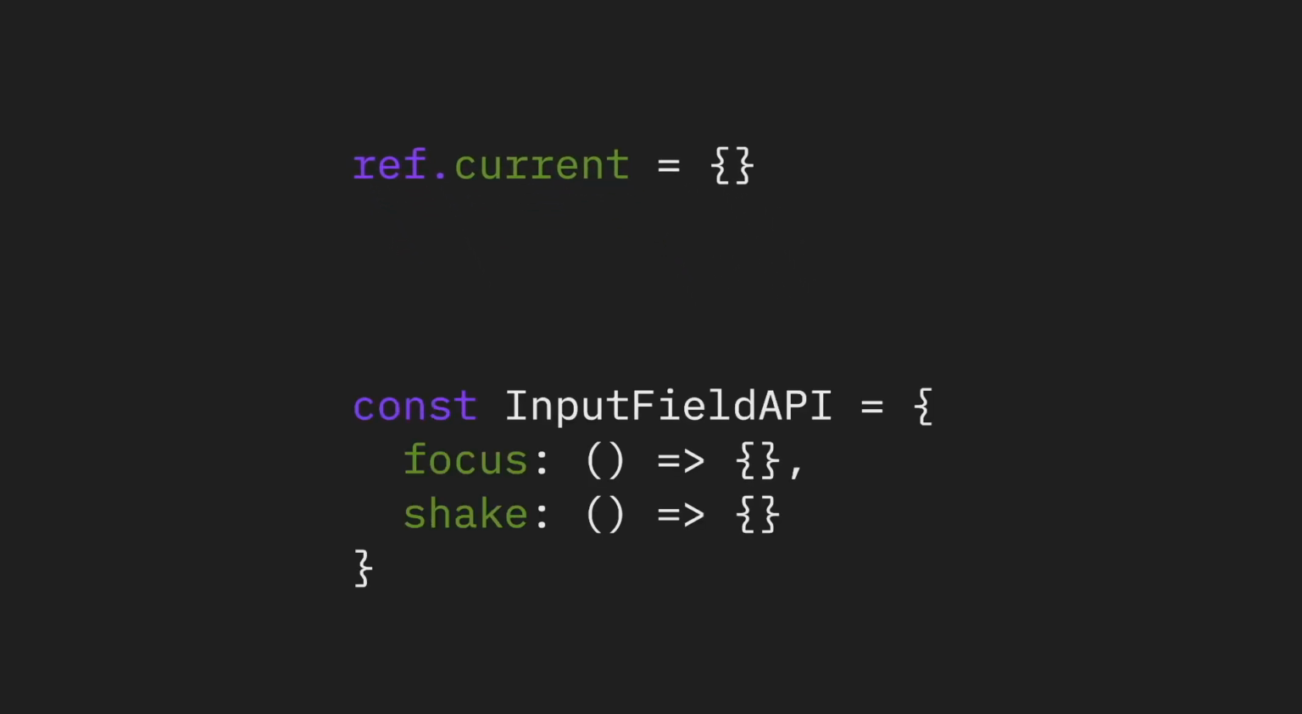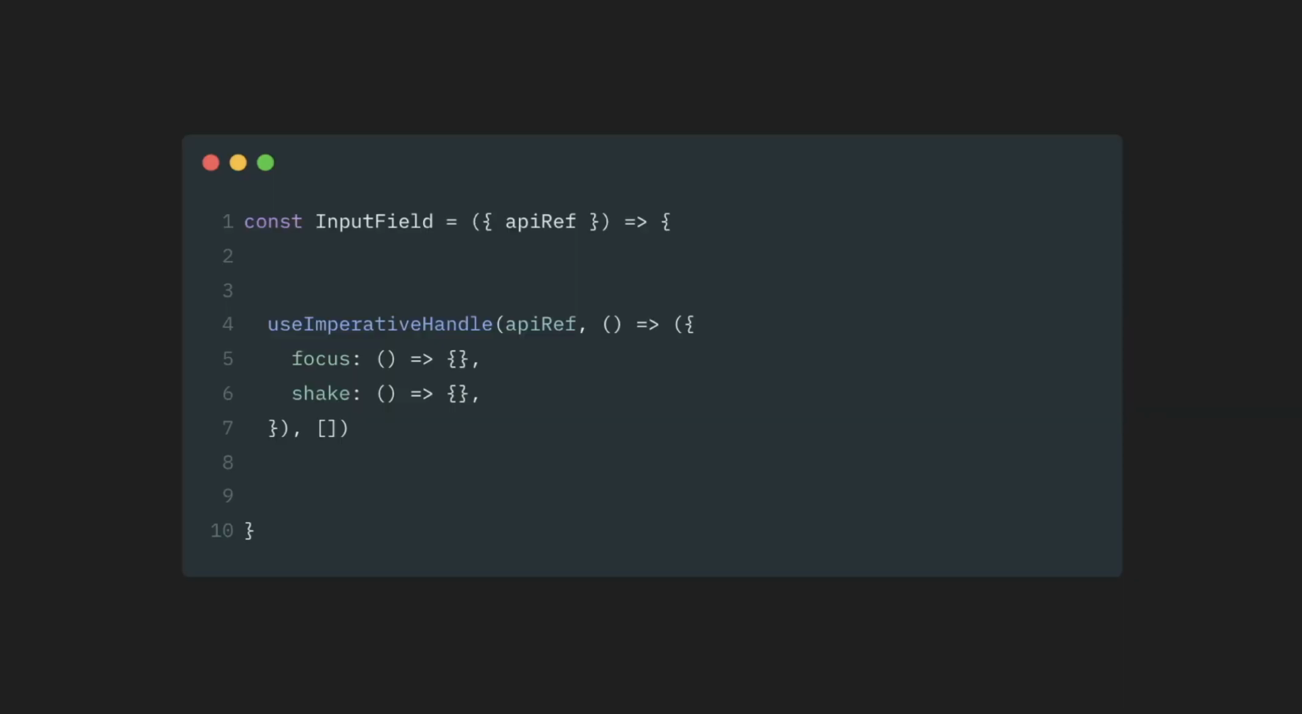If we represent the API that we want to see in our input field as an object with focus and shake properties, it will just assign this object to the ref. Exactly the same as if you would pass this ref to an element. Only in this case, it's not the element that's going to be available when we call ref.current, but our object. From a code perspective, it looks like this.